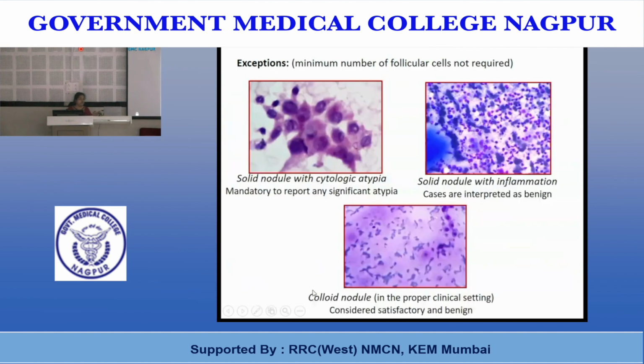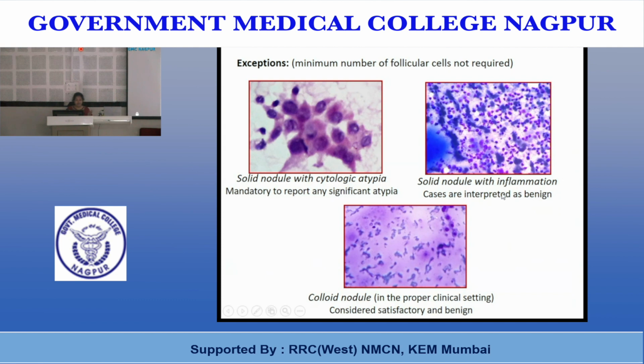Now to every rule there will be exceptions. That is, a minimum number of follicular cells are not required in a solid nodule with cytologic atypia. That is, can you see this groove out here, nuclear groove, some hyperchromasia, anisonucleosis, a lot of atypia, but if the cells are few in number, even then at least report it as an atypia of undetermined significance, which Madam will be covering, and this needs to be repeated and followed up.